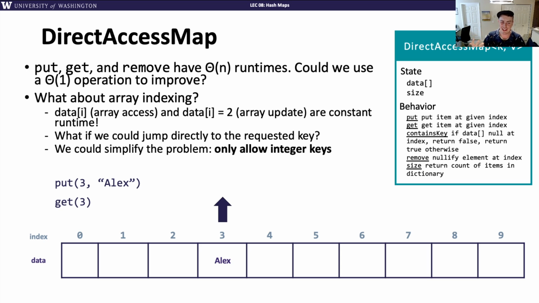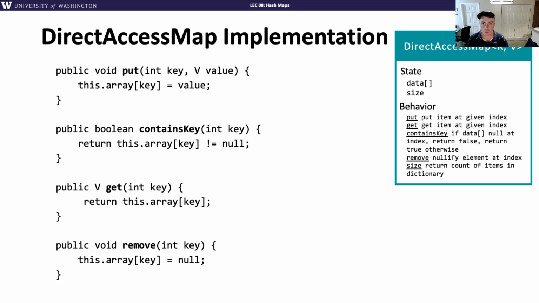So this implementation of DirectAccessMap is essentially just an array that could store any type of values, because we're just using the key integers as the index. So put, get, containsKey, remove, we can implement those all by just going to the index for the particular key. So this is how you might implement this in code.